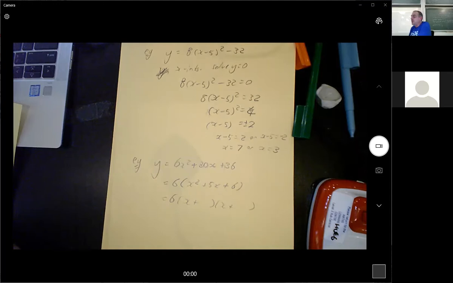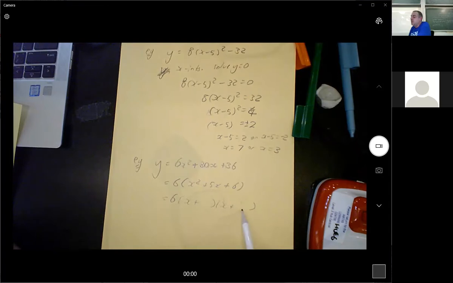So what would happen is that when I expand this out, this would go with this to make the x squared, this would go with this to make something involving an x, this would go with this to make something involving an x, and this would go with this to make a plain number, which is where the 6 came from. So I need to think of two things that add to give 5, and they have to multiply to give 6. So it could be 2 and 3, that'll do it.